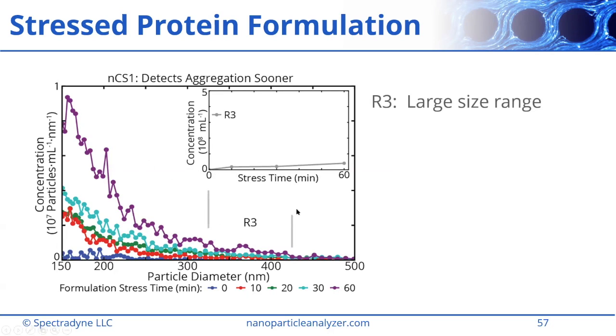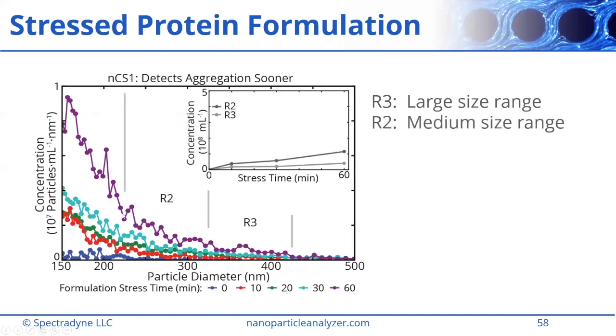If we look at the large particles in size range number 3, these are the large particles, we can plot the concentration as a function of stress time here. So there's the 0 time, there's 10 minutes, 30 minutes, and 60 minutes, right? So we see a slight increase in the concentration of particles in range 3 over this time period. If we look at size range 2, which are slightly smaller particles, we see the same trend, but a slightly larger signal, right? There's a bigger change in the concentration as we go to smaller sizes.